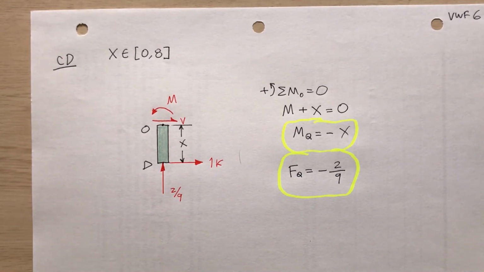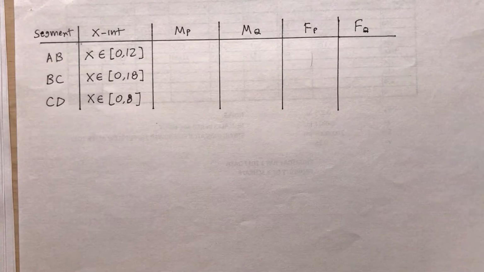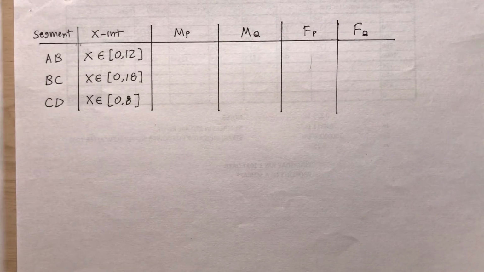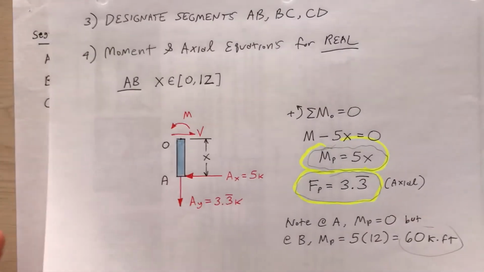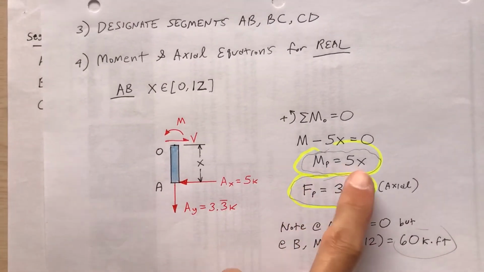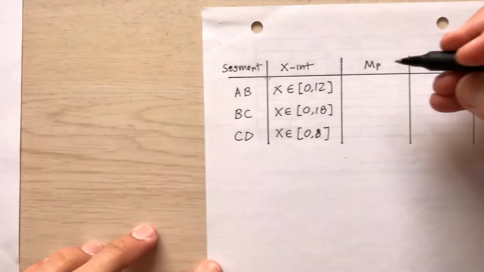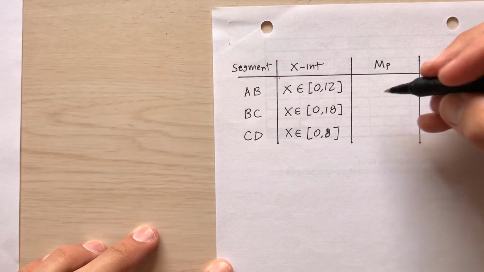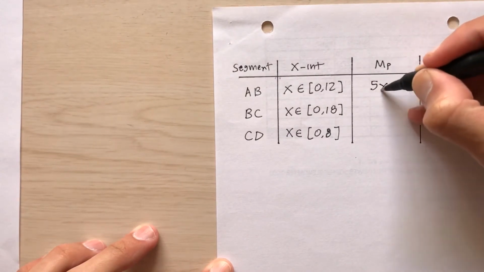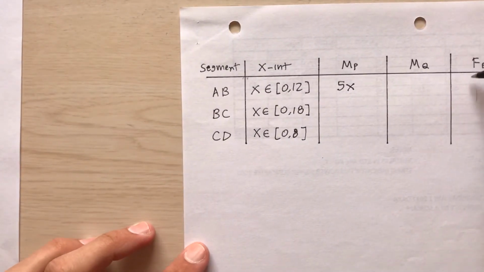So I have the equations for bending moment and axial force in all three segments for the virtual. Now I'm going to put together a table to organize all this information into a chart. I've got the three segments here, AB, BC, and CD. For AB, I've got the bending moment M sub P, 5x. Axial 3 1/3.